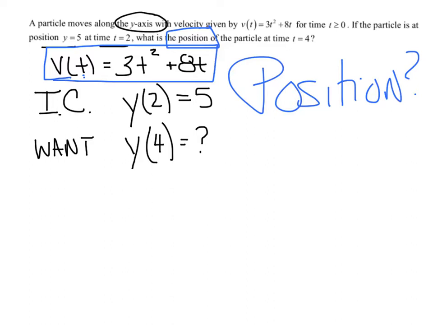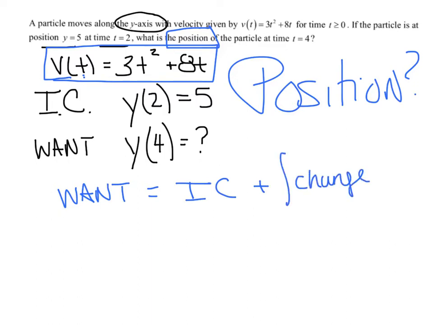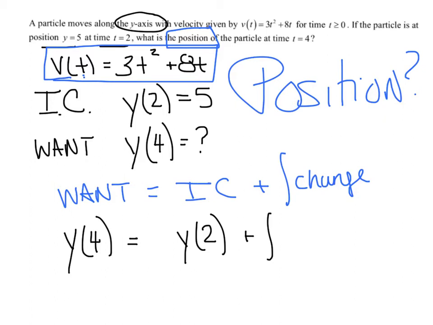If I have velocity, I want position, I have to integrate. So the last thing you're saying to yourself is it's the want equals initial condition plus the change. So let's write it out. y of 4 is what I want equals my initial condition, y of 2, plus the change. And it's the change in position. So I'm going to integrate from, these have to match, 2 to what I want, 2 to 4. And I'm integrating 3t squared plus 8t dt.